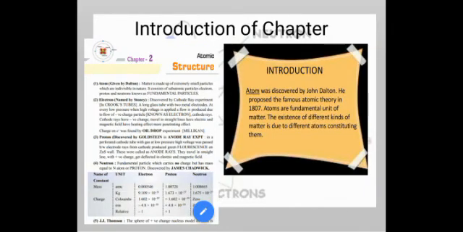So let's start with the introduction of the chapter. As you can see, chapter 2, atomic structure. What is an atom? Basically, this is given by Dalton.